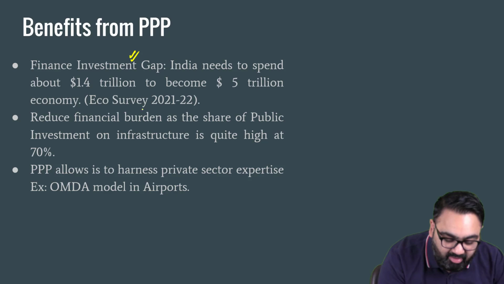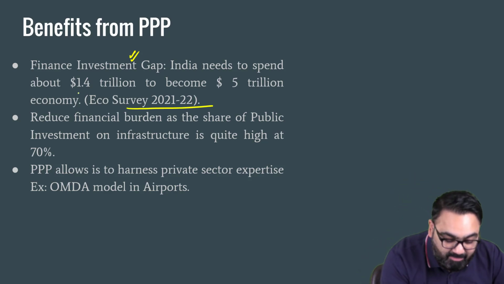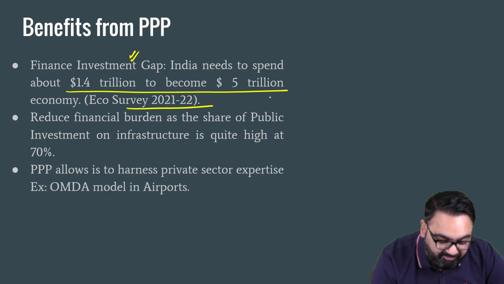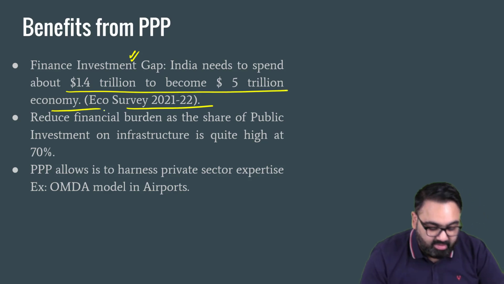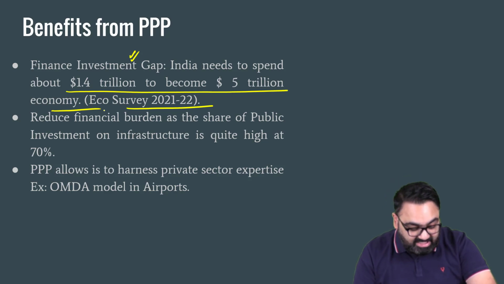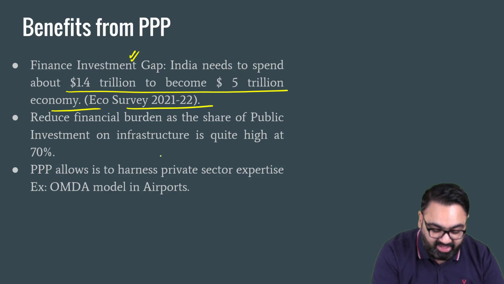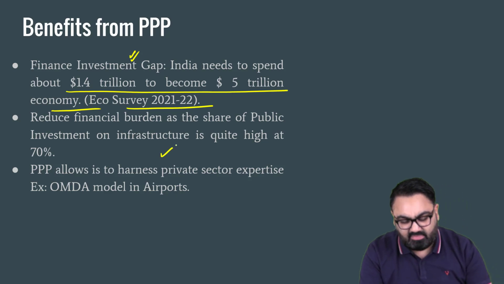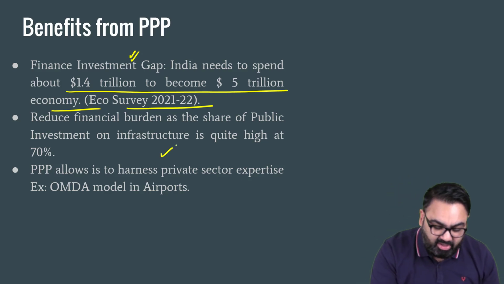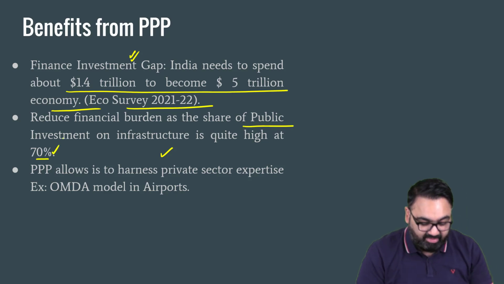The economic survey of 21-22 had said that India needs to spend $1.4 trillion to become a $5 trillion economy. And the government cannot afford to spend all that from its own coffers with so many welfare schemes running. This is where participation and investment in the private sector becomes so critical. It reduces the financial burden on infrastructure. Right now, the financial burden of public investment on infrastructure is about 70%, which is pretty high.